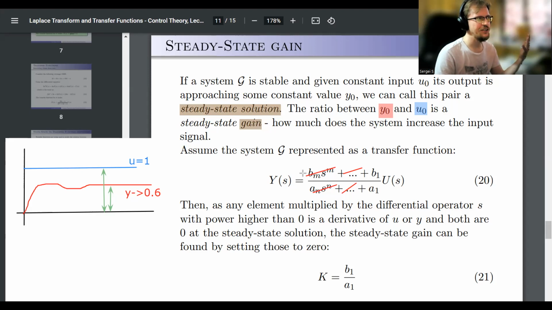And that is just a scalar number. It's not a function. It's not a Laplace function. It doesn't have Laplace variables. There's just a gain, looking like this, which says what is the ratio between the steady state solution and the steady state input.